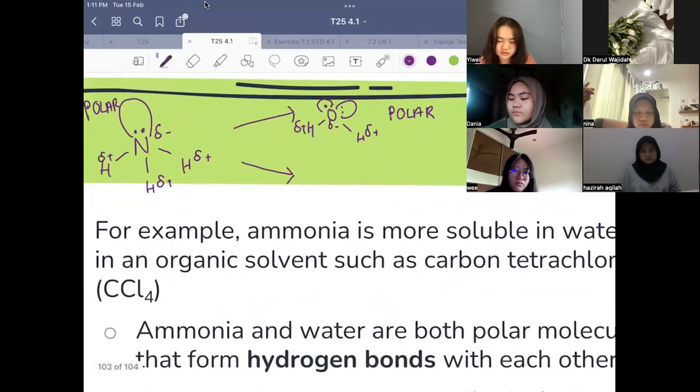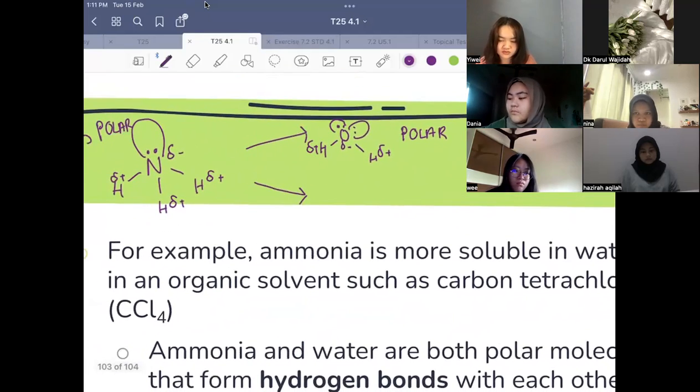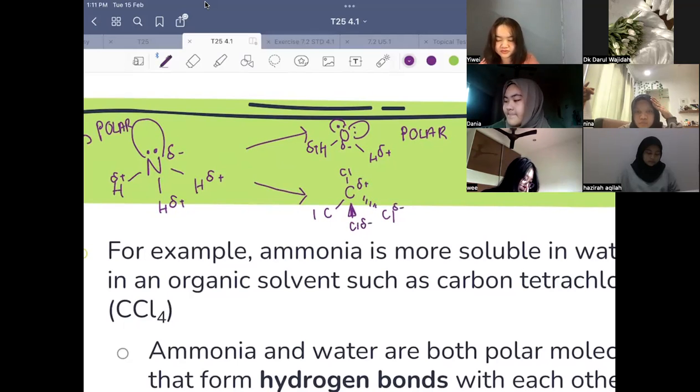The other solvent is carbon tetrachloride, CCl4. So CCl4 will be a tetrahedral. This is just a little bit of revision from your AS syllabus. Even though each bond is a polar bond, because there is a symmetry in the molecule, overall they become nonpolar.